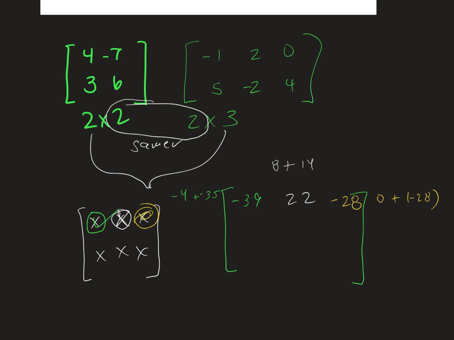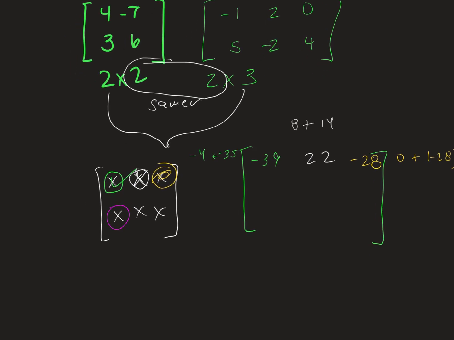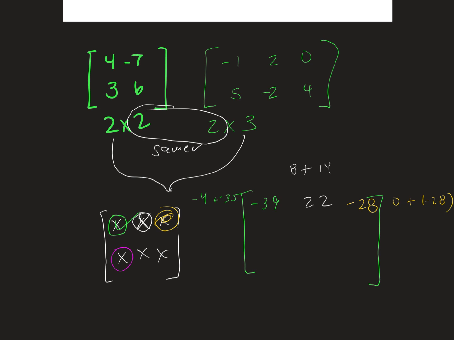All right, so now we're going to find this piece down here. Where is that located? Second row, first column. That's what you multiply together. So second row, first column. 3 times negative 1 is negative 3. Second row, first column. 6 times 5 is 30. So I have negative 27, right?